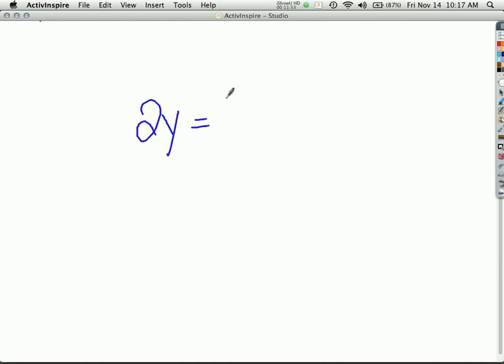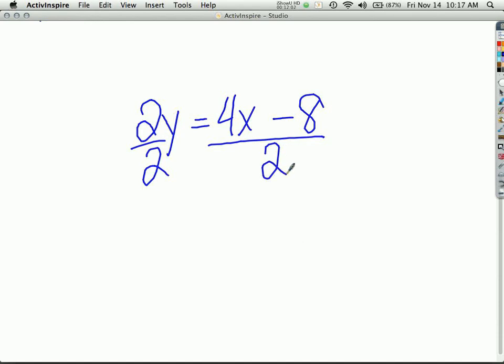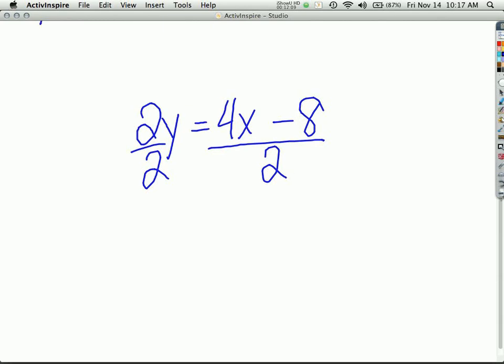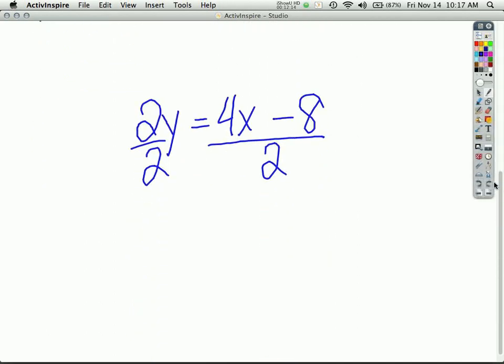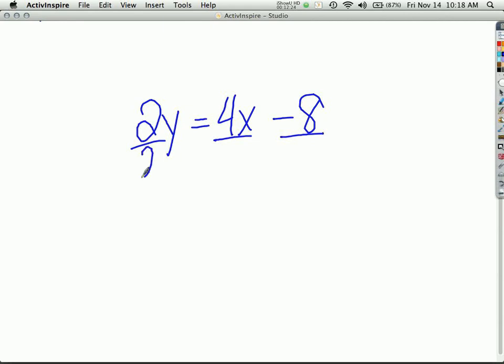So if we had this, I taught you to do this. That's what I taught you to do at the beginning of the year. But then I changed it. In fact, I changed it when we did this lesson on how to get y by itself. And this is what it changed to. Sam articulated it quite well. You divide everything separately. So you divide by 2, and you divide by 2, and you divide by 2.